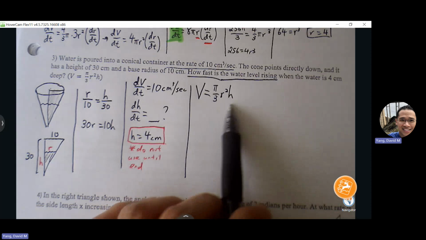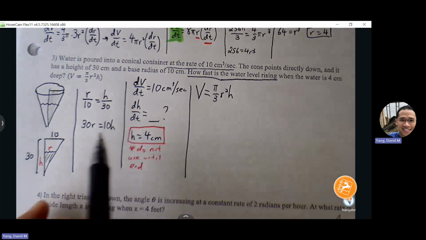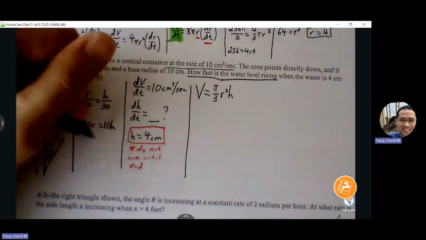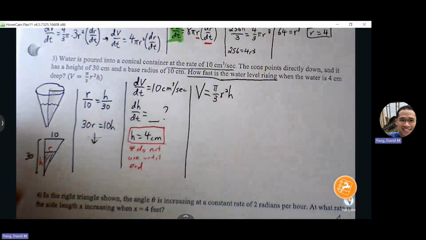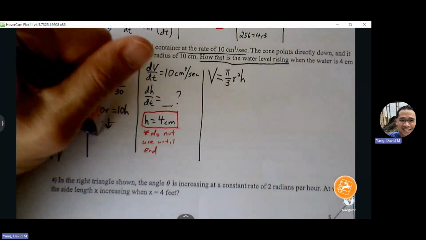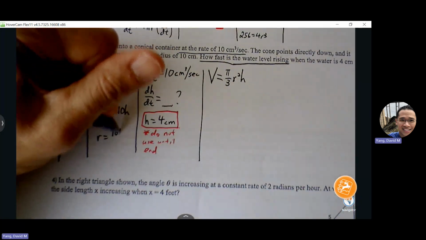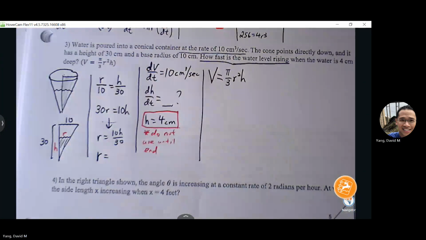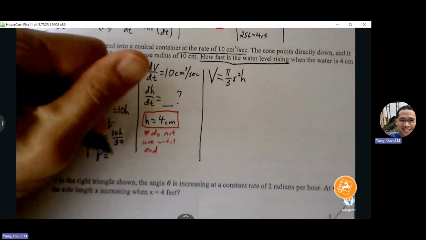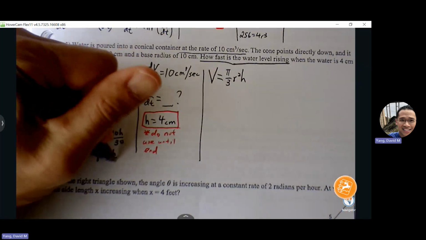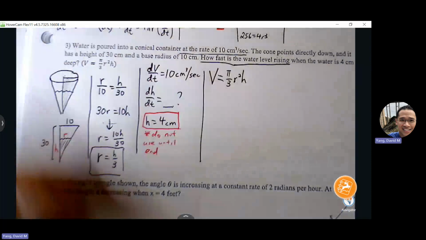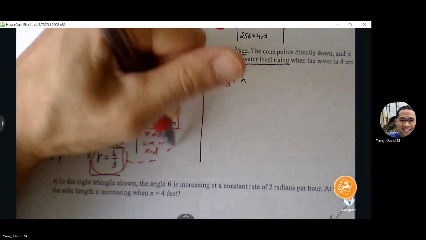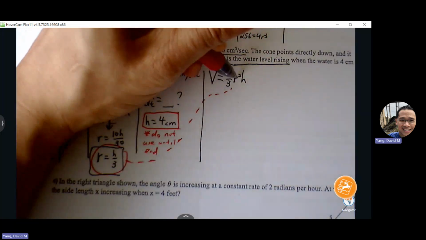Okay, so we want to get rid of the radius, right? So what if we just solve for radius, then I can find a replacement for radius. If I solve for r, back to this established relationship that we have, r equals 10h over 30. So r is equal to what? H over 3, or one third h. So we're going to take this and replace the r.